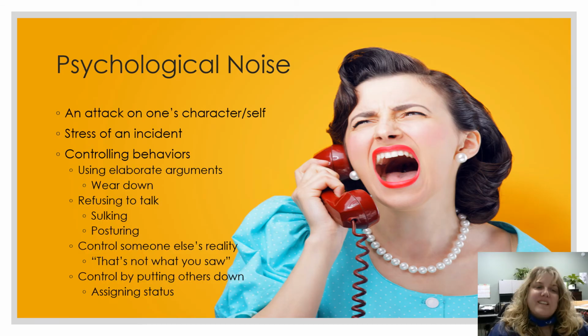Now, there are other ways psychological noise can impact what's going on. It could be that the psychological noise is an attack on one's character or self, because once that happens, their mind is going to go directly to that attack, and they're going to focus on it. Most people will sit and revolve on that little spinning hamster wheel and keep thinking about it. So an attack on one's character or self can be an example of psychological noise, and we don't want to cause that.